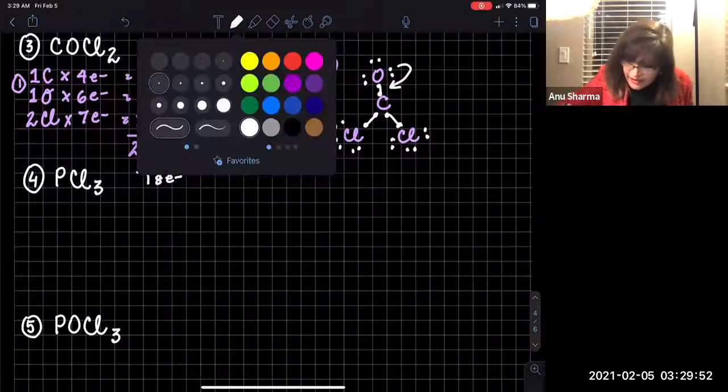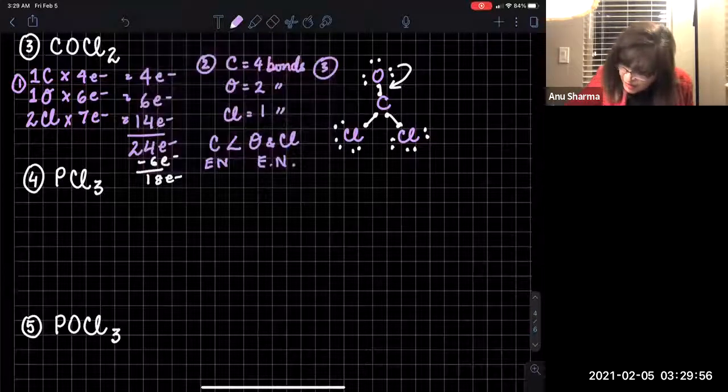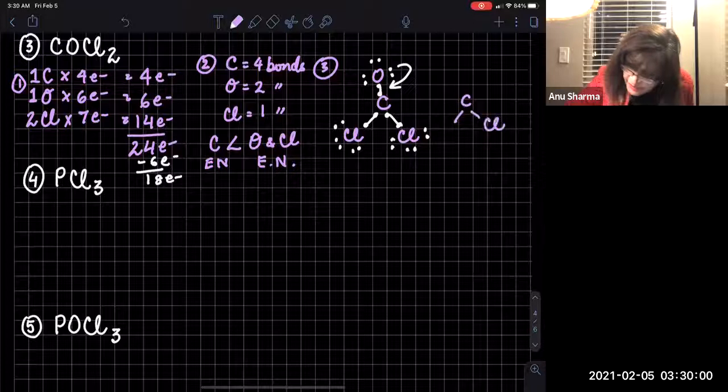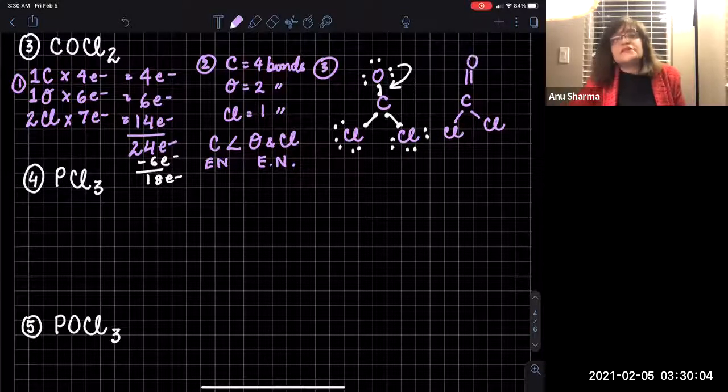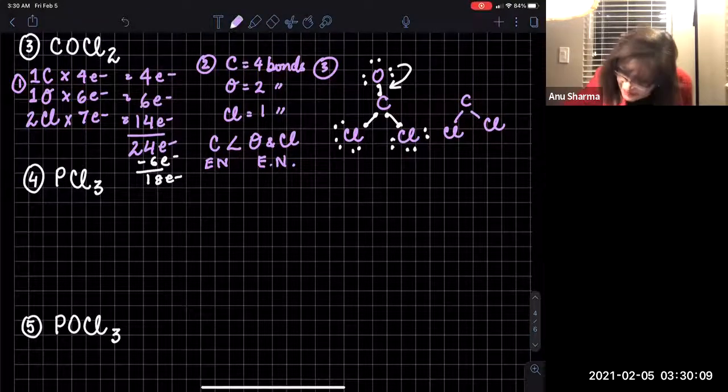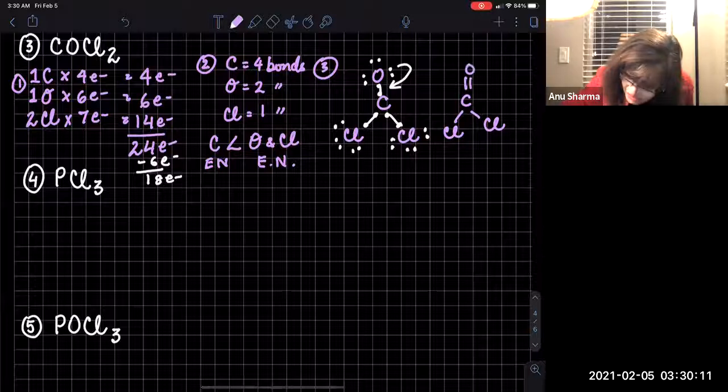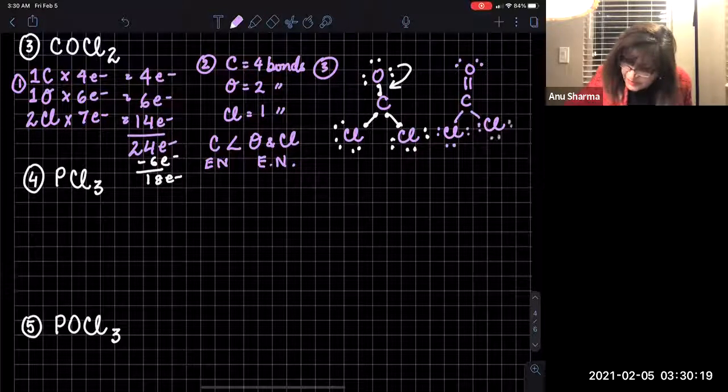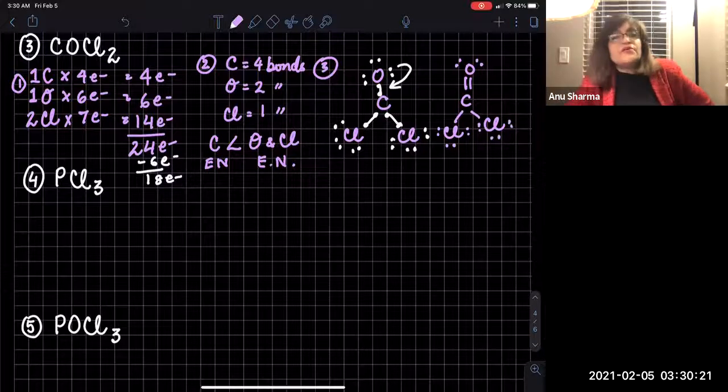And now comes the better structure of this compound, which is carbon. Here's the chlorine. This is another chlorine. And this is the double bonded oxygen. And these are the lone pairs. These are still there. Okay, so this is the real structure.